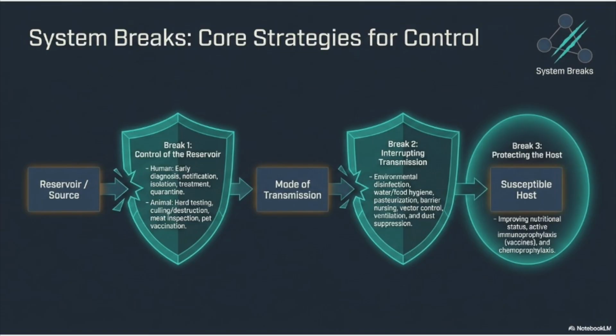To achieve these objectives, public health focuses on breaking the chain of transmission at one or more points. The most effective way to control communicable disease is by breaking the chain of transmission. This can be achieved by controlling the reservoir through early diagnosis, treatment, isolation, notification, quarantine, and vaccination. The second approach is interrupting transmission through safe water, food hygiene, sanitation, environmental disinfection, vector control, pasteurization, ventilation, and proper infection control practices. The third approach is protecting the susceptible host through improved nutrition, immunization, chemoprophylaxis, and health education.